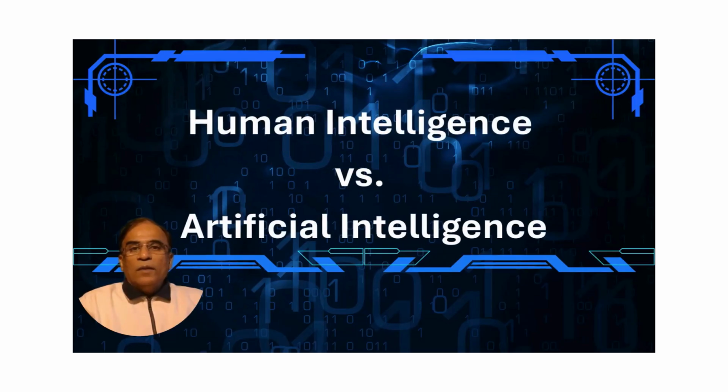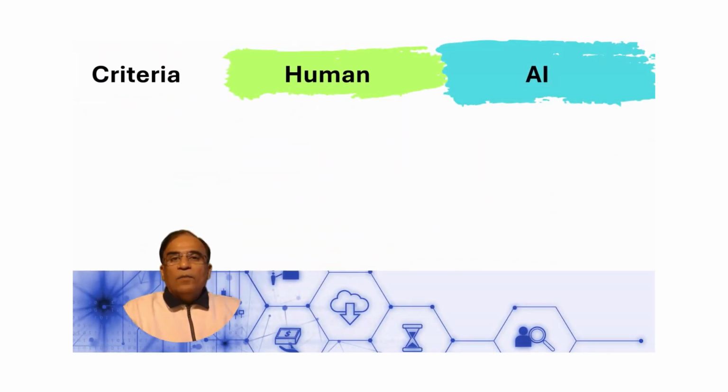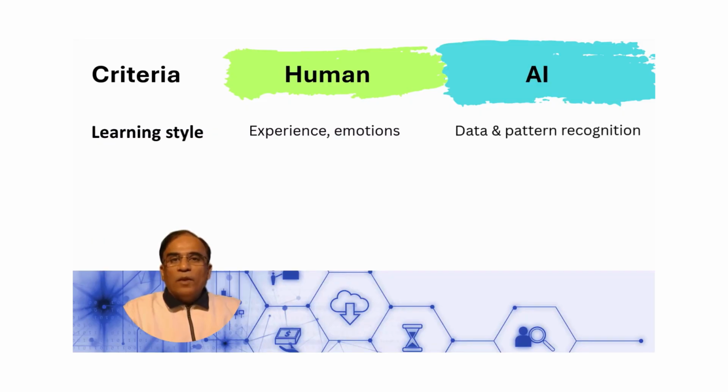Let's do a side by side comparison of human intelligence and AI. To highlight some key differences, the first one is learning style. Humans learn through experience and emotions. AI learns purely from data and pattern recognition. When it comes to creativity, humans are naturally creative. AI creativity is limited, usually rule based or driven by patterns in the data.